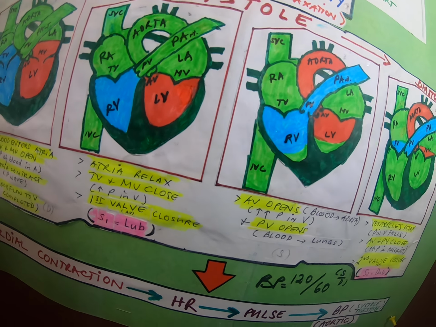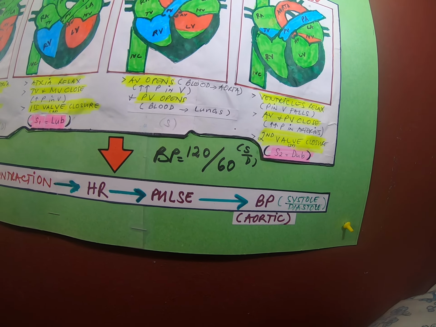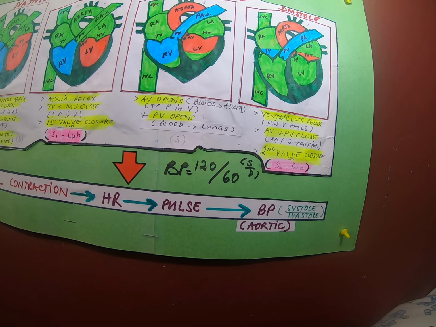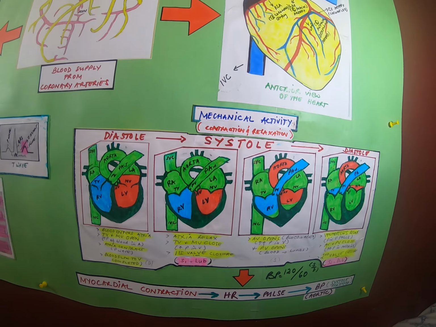So, if we have somebody in PEA, we have an ECG, but we don't have a pulse, and we have no blood pressure, so we will call a code. The last topic now will be PEA. And that's about it.